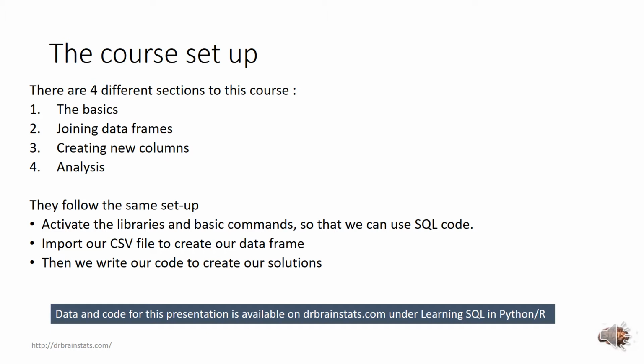There are 4 different sections to this course. 1. The basics. 2. Joining data frames. 3. Creating new columns. And 4. The analysis. They all follow the same setup. Activate the libraries of basic codes so that we can use the SQL code. Import our CSV file to create our data frame. Then we write our code to create our solutions. Data and code for this presentation is available on drbrainstats.com under Learning SQL in Python or R.